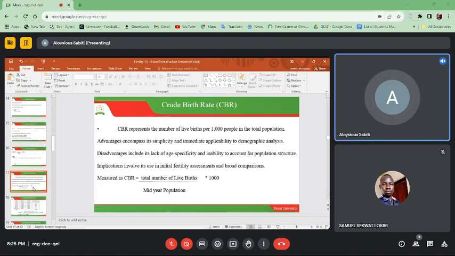Another key fertility measurement is what we call the crude birth rate. Most times we put it into short form and call it CBR. This represents the number of live births per 1,000 people in the total population. It has several advantages. To measure CBR, we look at the total number of live births, divide them by the mid-year population, and multiply by 1,000.